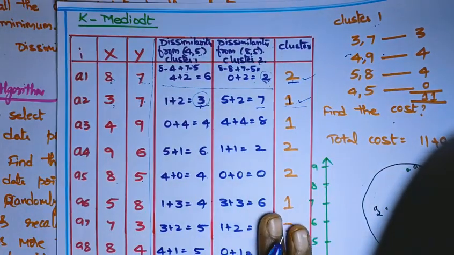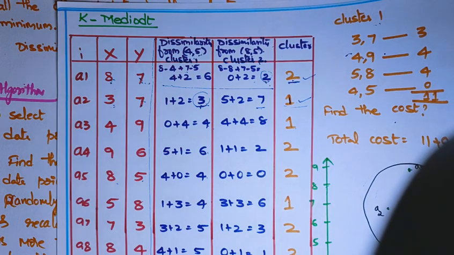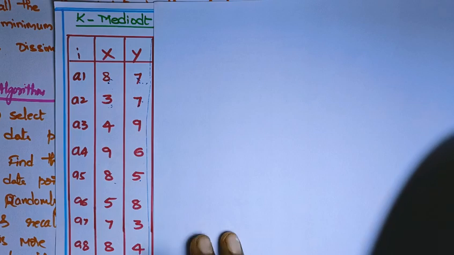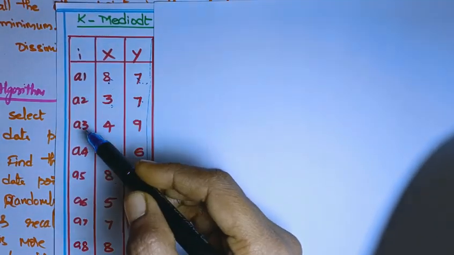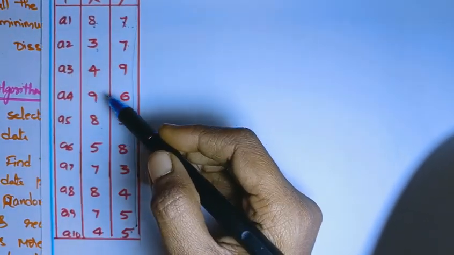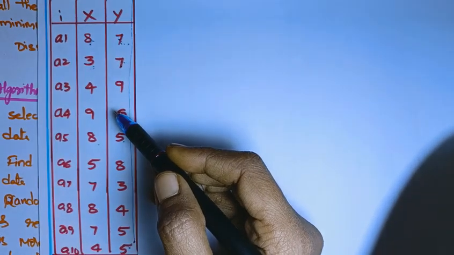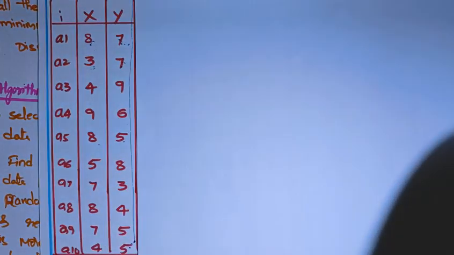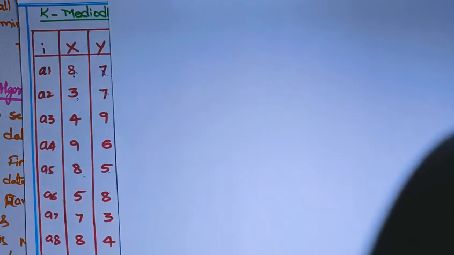So here this is the question given. A1, A2, A3, A4, up to A10 data points are given, and here x comma y are the data points: 8, 7, 3, 7, 4, 9 and so on. Now by using this k-medoid you need to find the clustering.